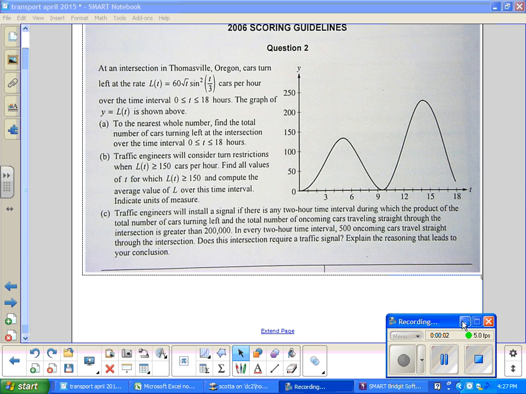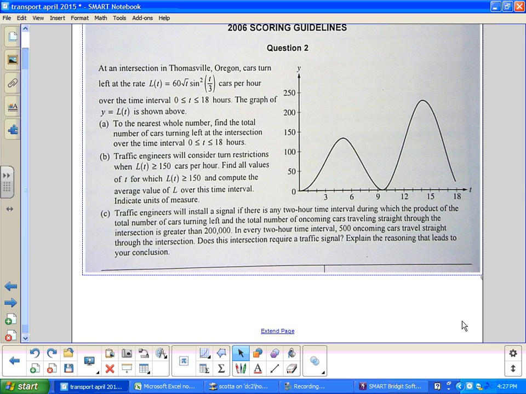All right, little request here. 2006, question number 2 with the calculator problem. Haven't done this for a while, but we'll go through it. Intersection in Oregon. Cars turn at a rate of L of t equals 60 t squared t sine squared t over 3 cars per hour.